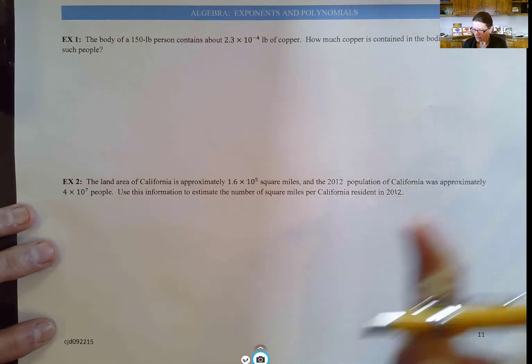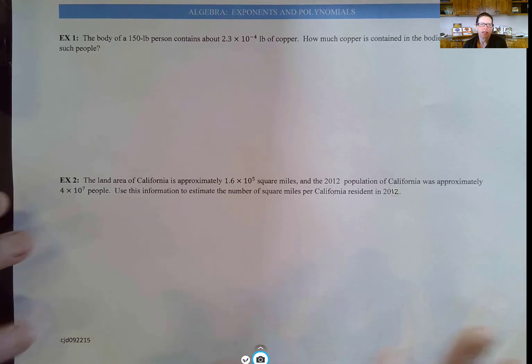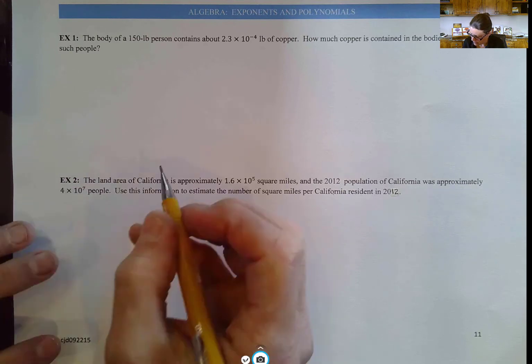Let's look at a couple of applications using scientific notation. In example 1, the body of a 150-pound person contains 2.3 times 10 to the negative 4th pounds of copper. How much copper is contained in the bodies of 1,200 such people, or 1,200 people that are about 150 pounds each? I'm going to use a proportion here to solve, okay?